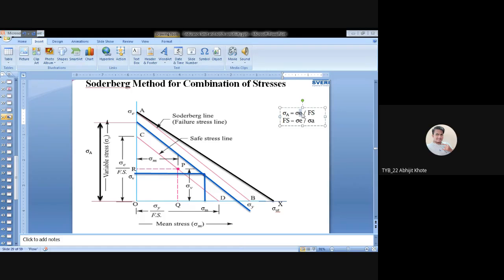Now what value of the factor of safety are we going to get? Definitely it will be higher than 1, because sigma E has a higher value than sigma A. Likewise, for this point also we are going to get a factor of safety which will be more than the factor of safety which we have calculated right now. That means we are going to make a more stepped design.